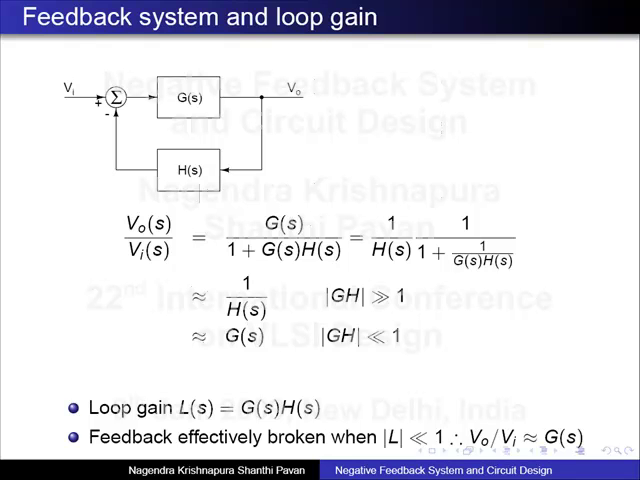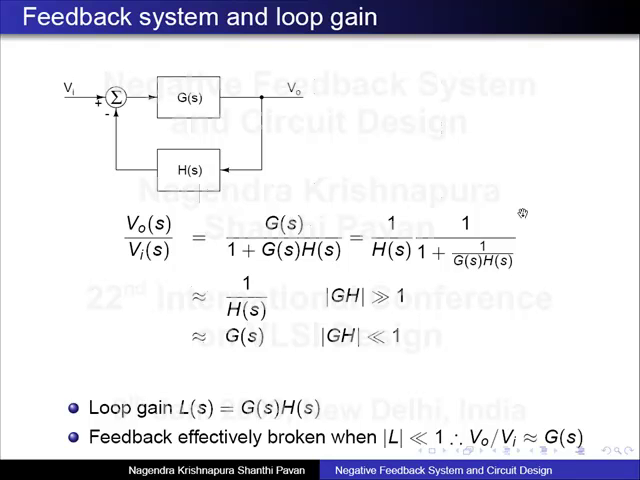Now, I'll cast it in a slightly different form. I will factor out 1 over H, and it becomes GH by 1 plus GH, and I again divide numerator and denominator by GH, and I get something like this. Okay. 1 by 1 plus 1 over GH. Is this clear? The second form is obvious?